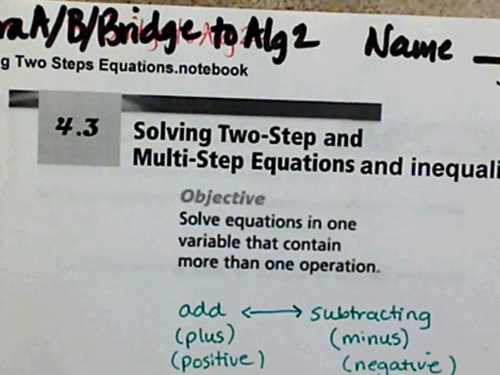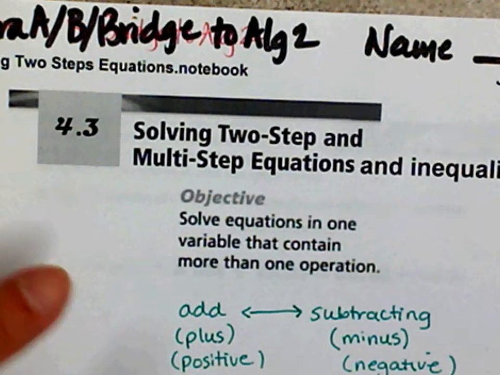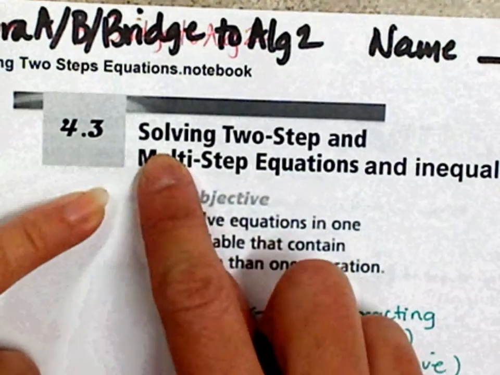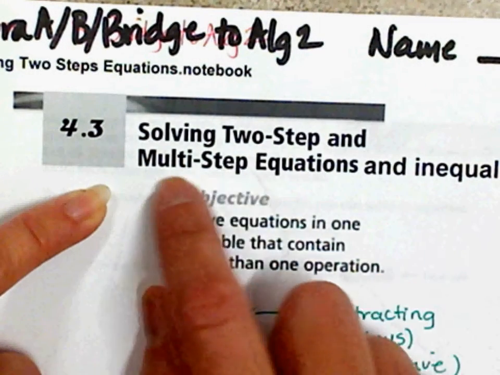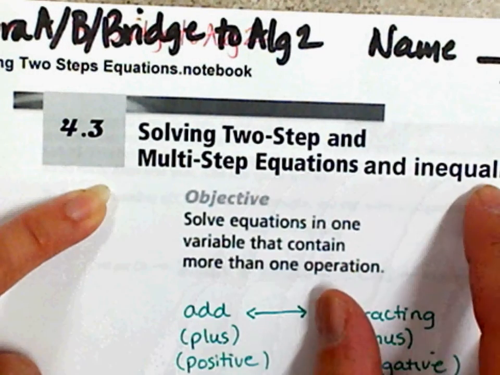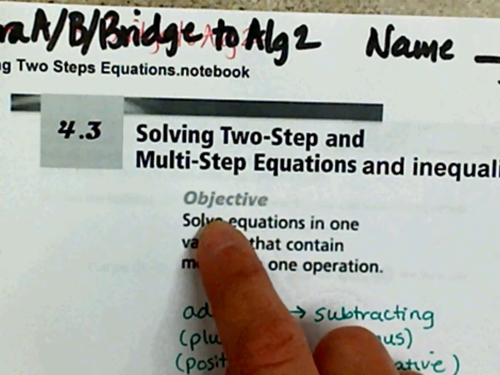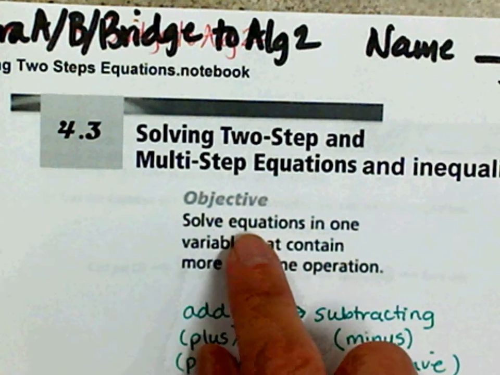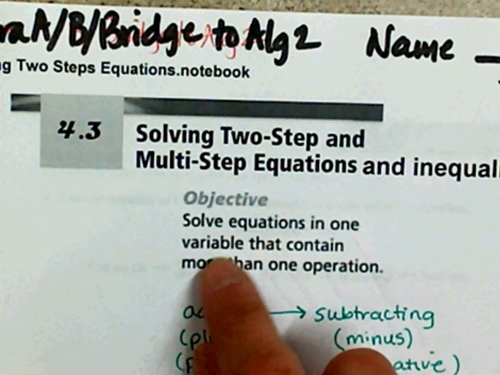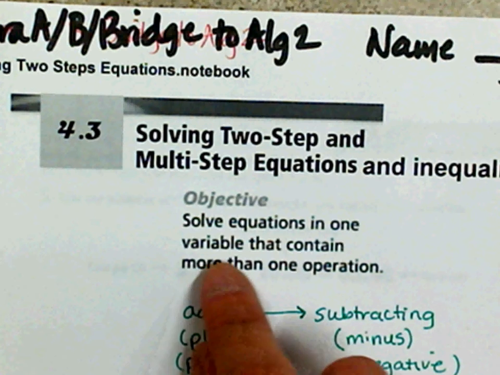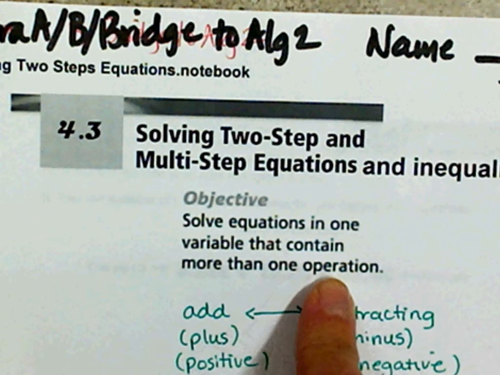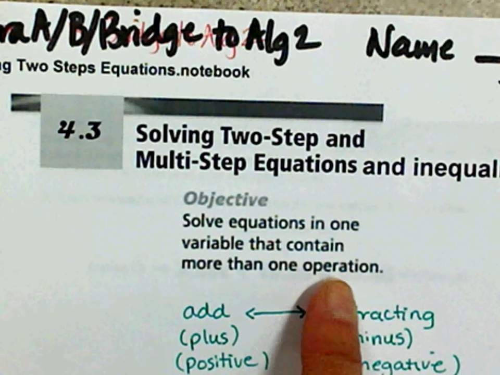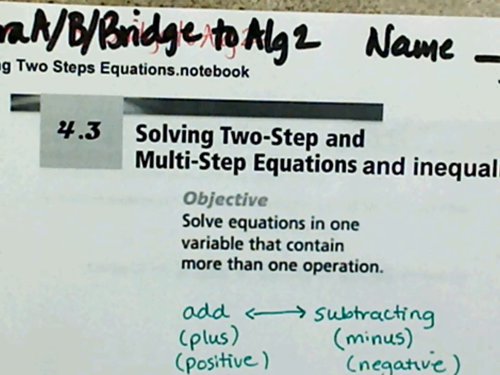All right. Today we are doing 4.3, and this is what we are going to be doing. So we are going to solve two-step and multi-step equations and inequalities. The objective, the goal for today is to solve equations in one variable that contain more than one operation. So you might be adding and subtracting in the same thing and all that, okay?